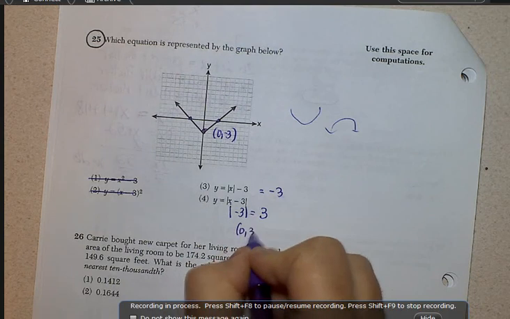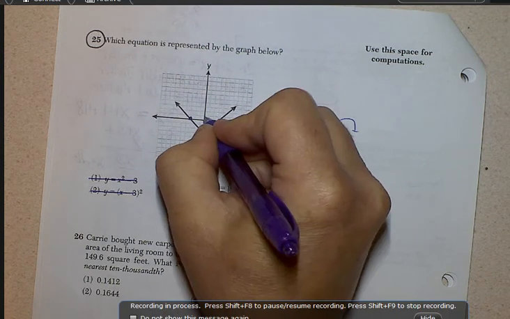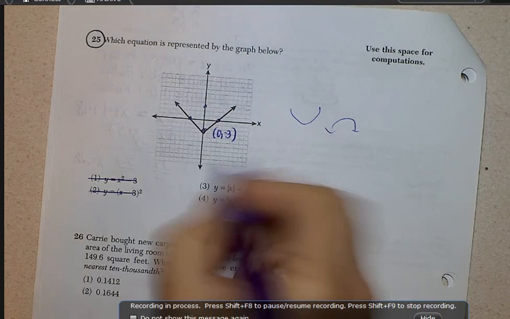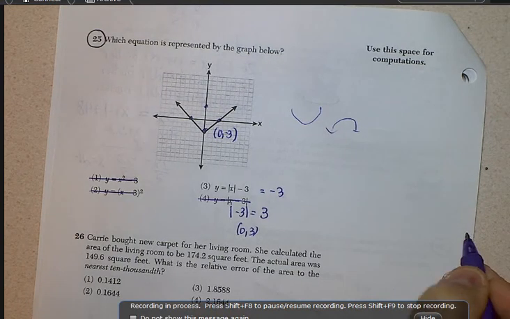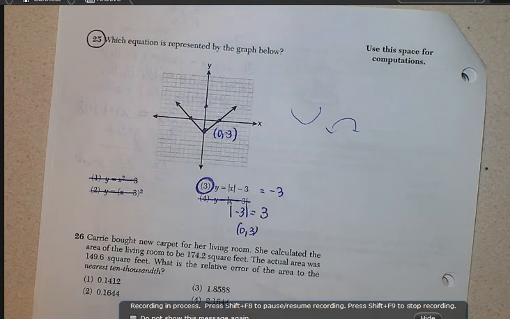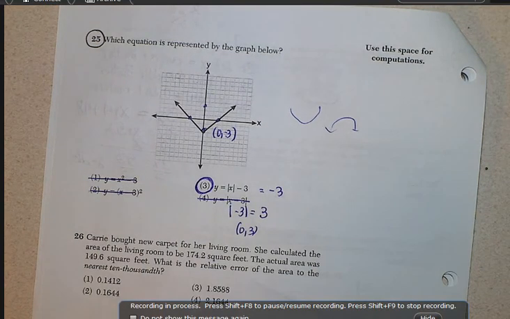The point (0, 3) is this point up here, and that point's not on the graph. So this one cannot be the answer. It's going to be choice 3. And again, that's just picking some points and plugging them in and seeing which one makes sense or not.